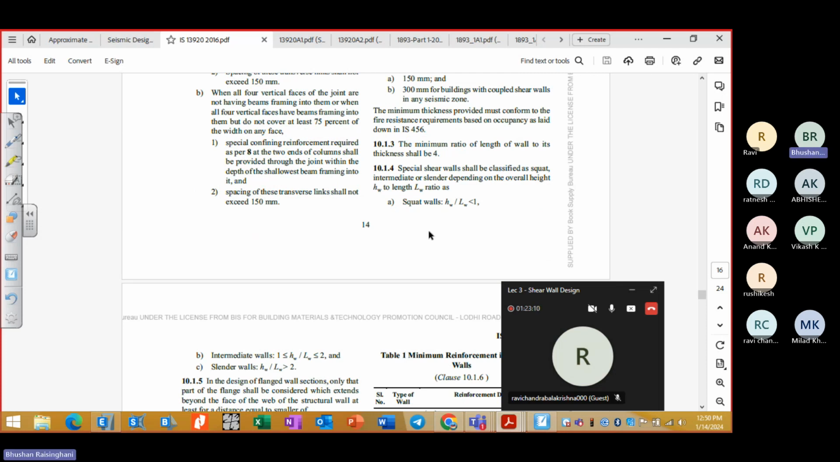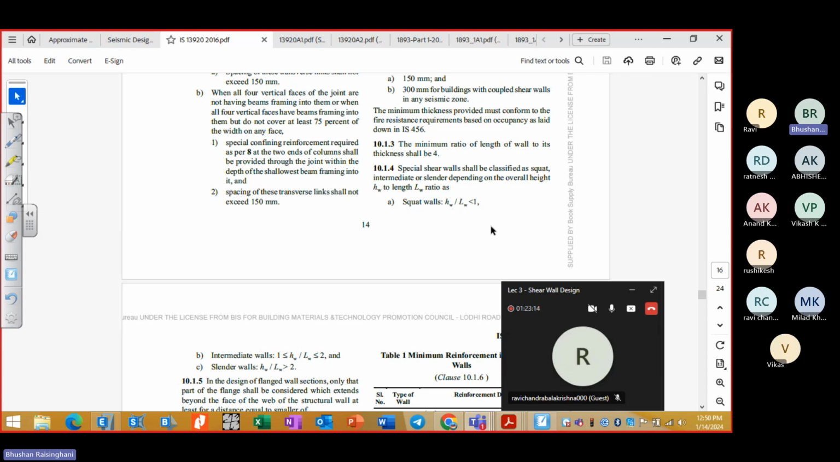Okay, so moving ahead, what is the definition of the wall and what is the definition of the column? How to define it by aspect ratio and by behavior, that I explained. Now the squat walls are very short walls, that is, larger length.